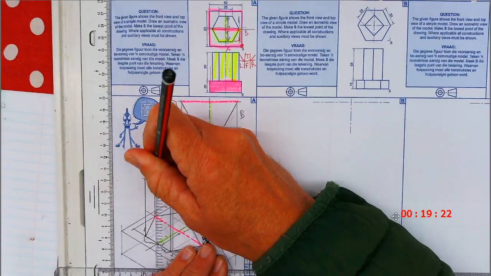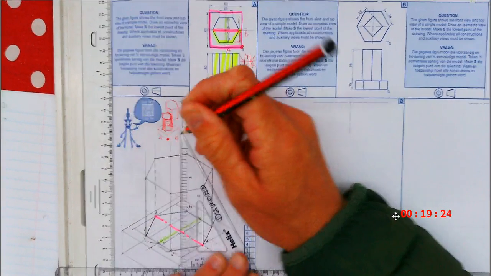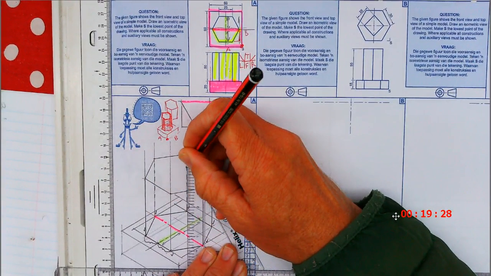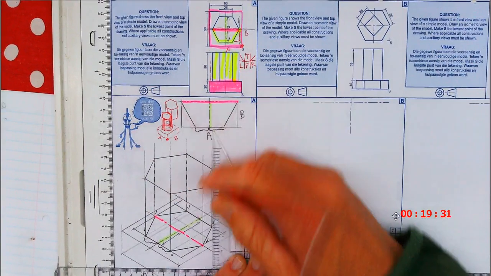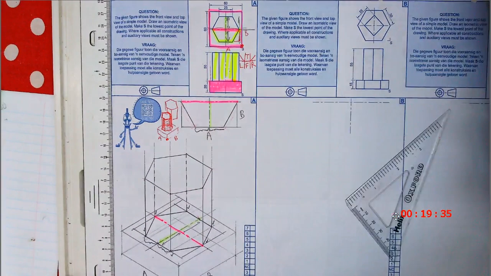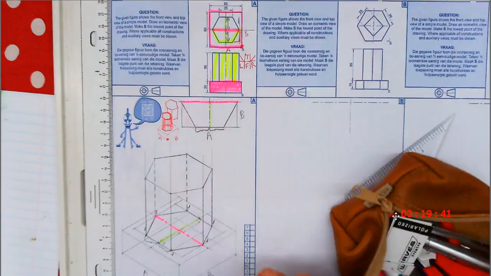Here are my hidden lines. I'm just going to add the hidden lines so that you can see where they would be. That's my dashed line at the back. That will also be a hidden line. I'm just going to have to quickly use an eraser there.